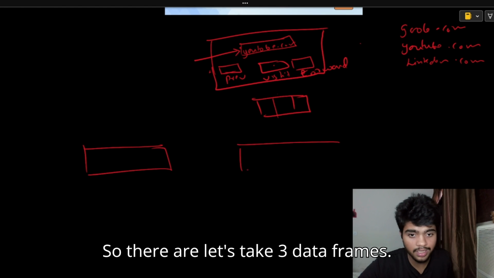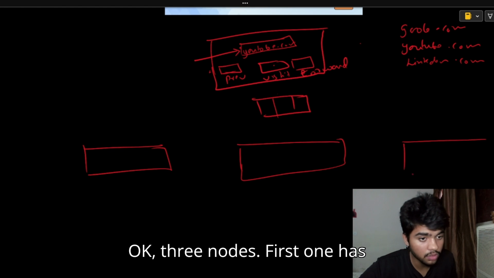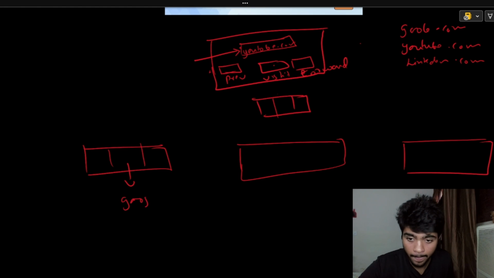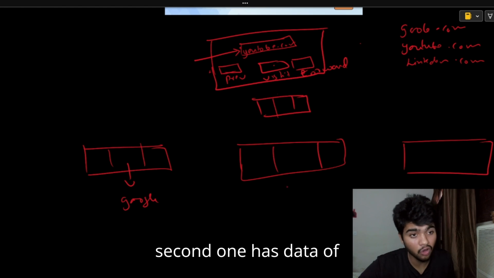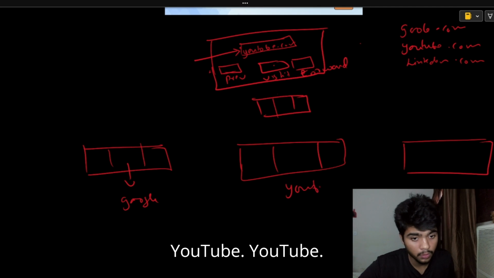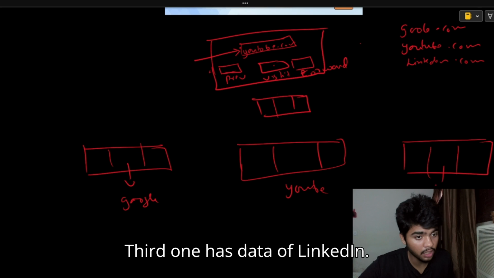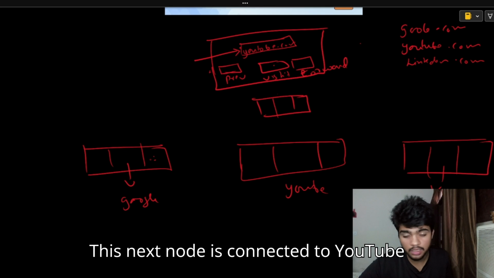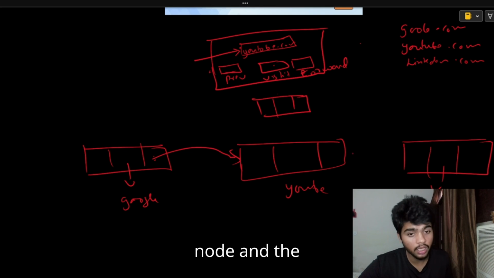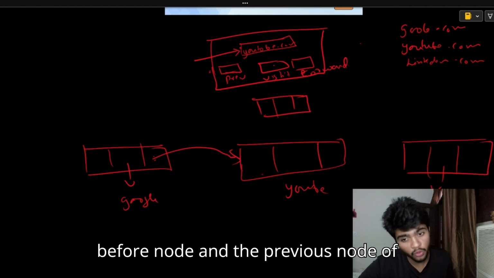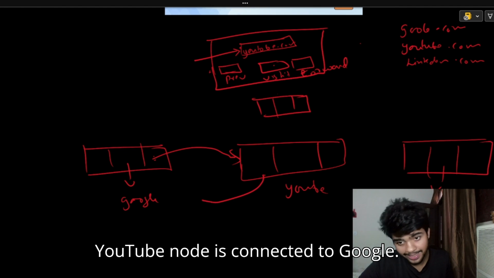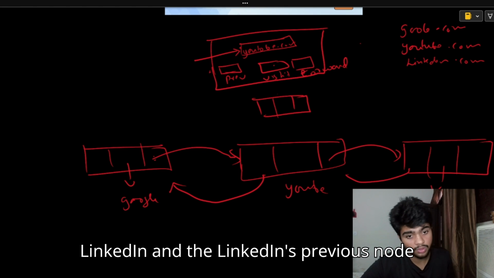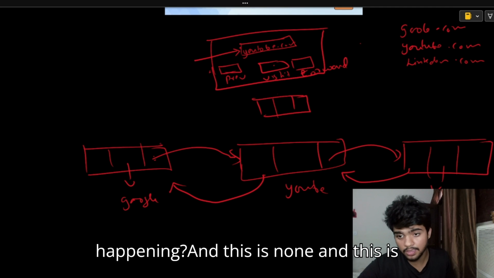Let's take three data frames, three nodes. The first one has the data of Google, the second has the data of YouTube, and the third has the data of LinkedIn. The next of the Google node is connected to the YouTube node, and the previous of the YouTube node is connected to Google. Similarly, YouTube's next is connected to LinkedIn, and LinkedIn's previous is connected to YouTube.